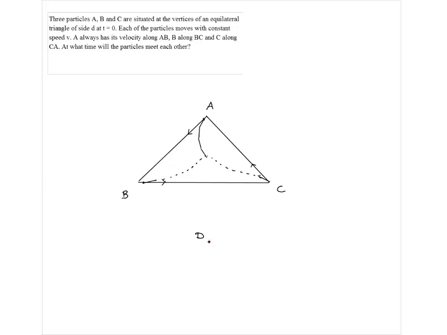D will say a different thing. So B says that A travels distance D and meets me.